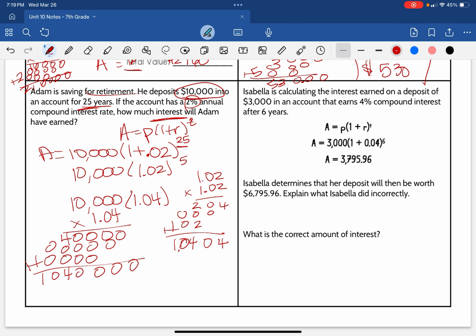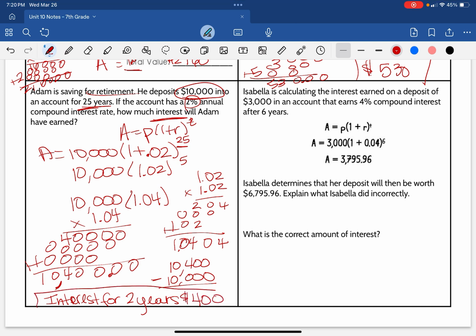Okay. So this is the total. And I need to subtract 10,400 minus 10,000. So the interest on 2 years is $400. 25 is really hard to do without a calculator, so I'm just going to help y'all out here.